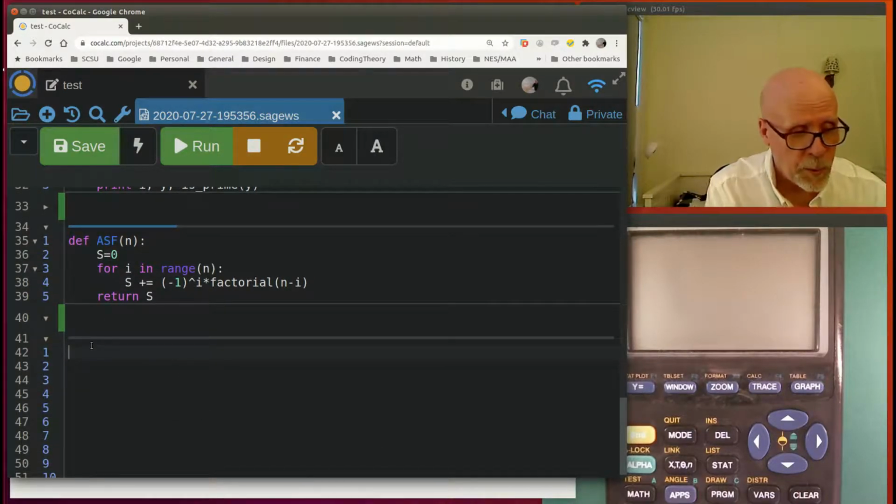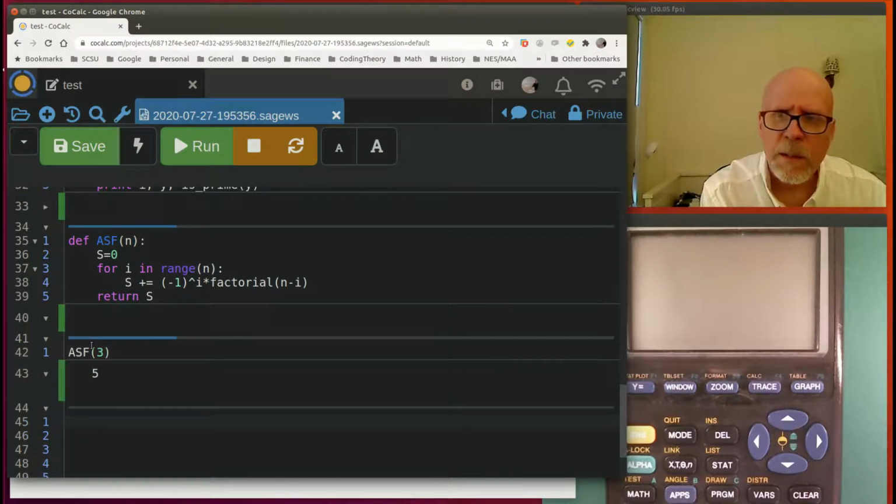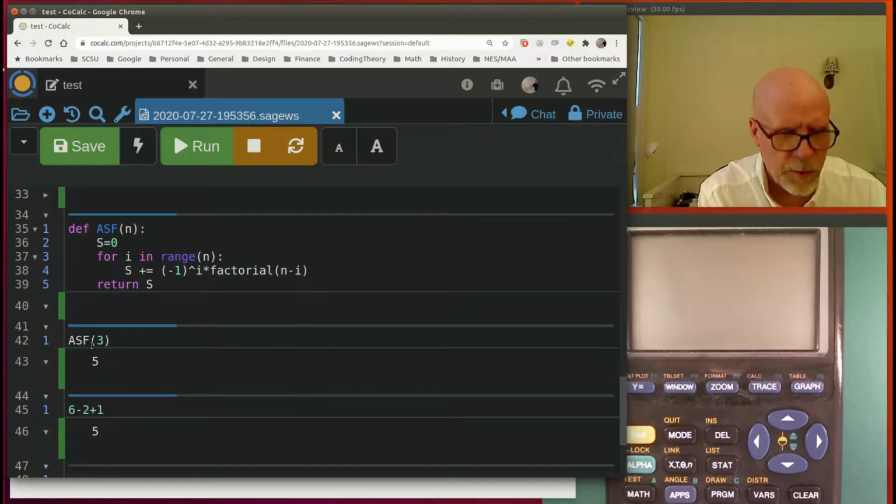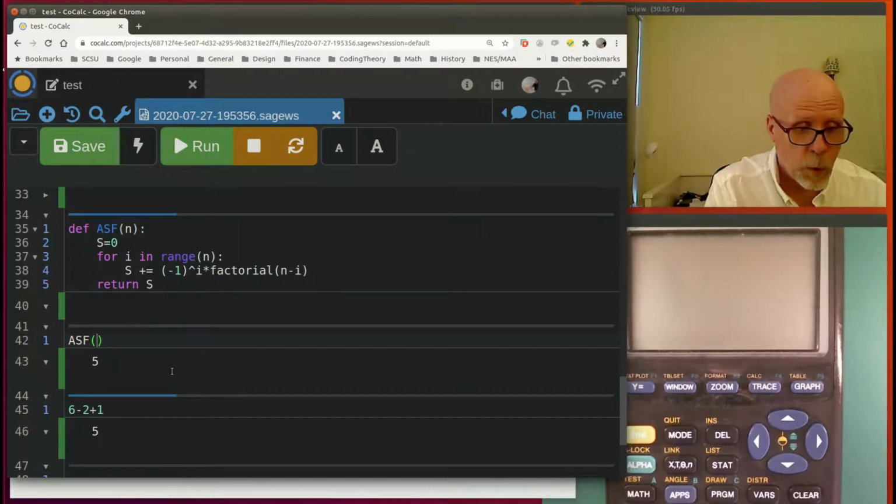The other thing we might want to do is check it out for some small values. ASF of 3, what should that be? That's 3 factorial minus 2 factorial plus 1 factorial. That would be 6 minus 2 plus 1. That's 5.